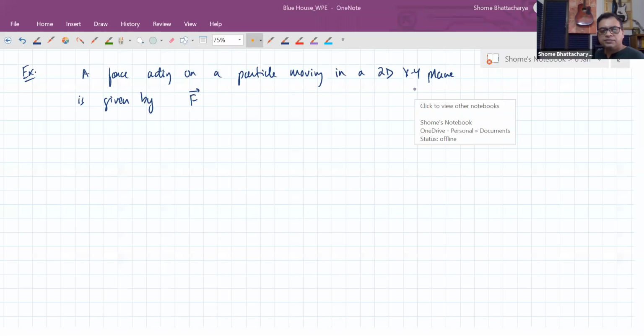Yeah, Piyush, that is correct. That is one way to show that it is a conservative force. Very good, that's correct, Piyush.